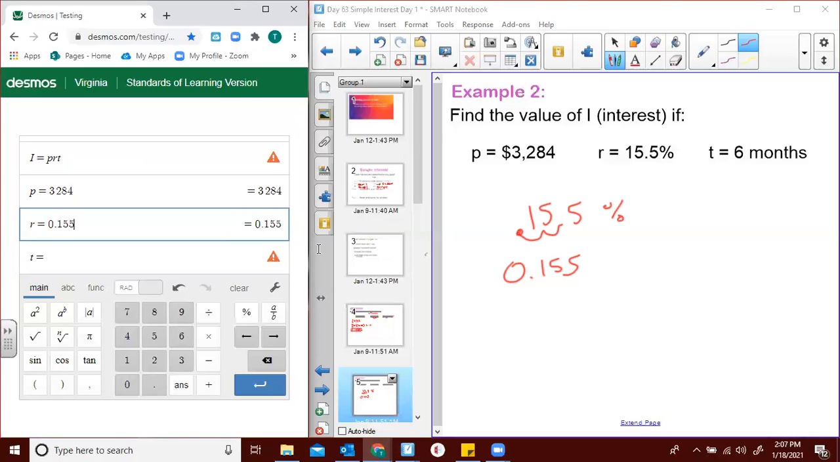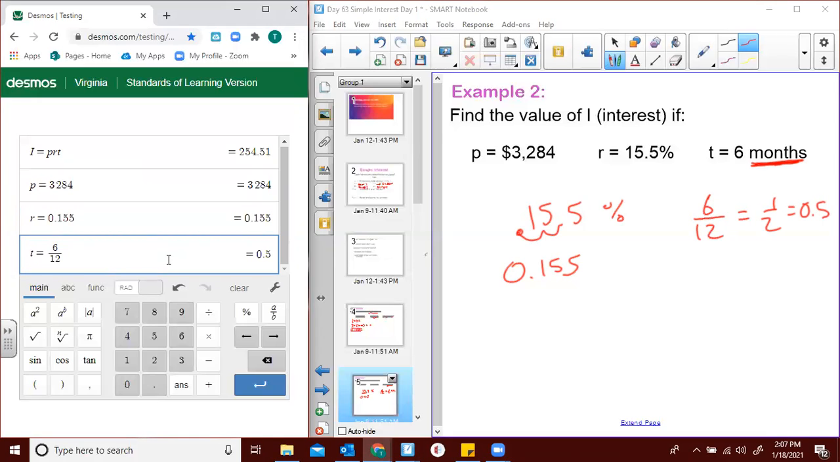And notice that our time is in months. So think of how many months there are in a year. There are 12. So for time, you could either put 6 over 12, which you know is going to be 1/2, which you also know is going to be 0.5. You could put any one of these three in here for time. To make it easier with the least amount of number crunching, I'm just going to put 6 over 12. And you'll see that it gives me this 0.5.